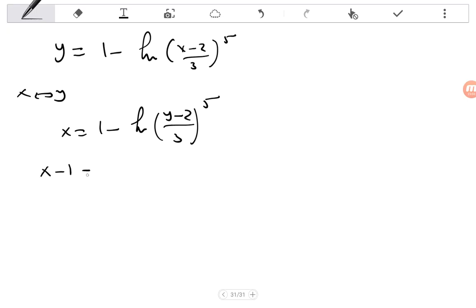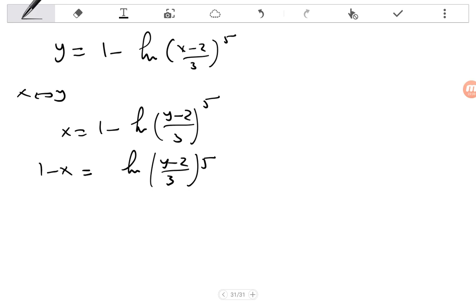So it will be x minus 1, or we may write it 1 minus x, and that will be positive ln of (y minus 2 over 3) all to the power 5. Now I need to eliminate the ln. How would I eliminate the ln? By taking e to the power of both sides.